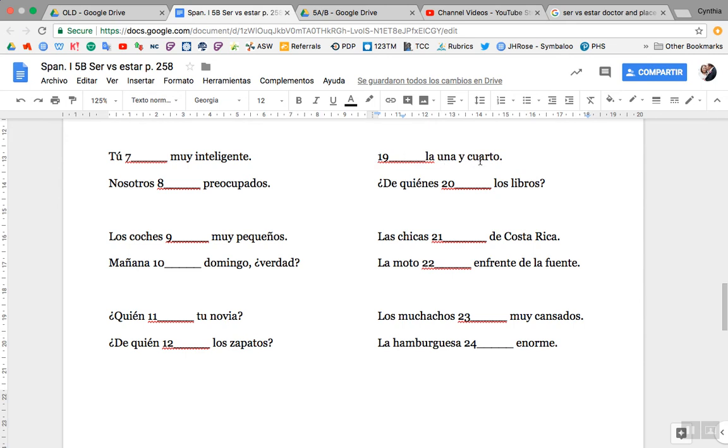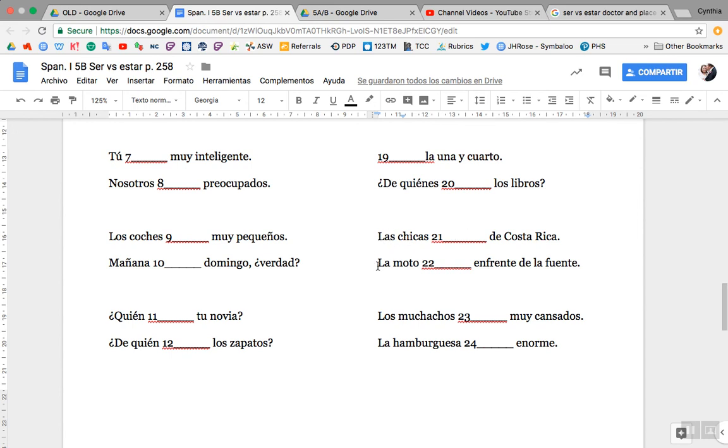Es la 1:15 or cuarto. It's 1:15. That's time. That comes from ser. ¿De quiénes son los libros? Ownership. Who do the books belong to? Las chicas son de Costa Rica. The girls are from Costa Rica.